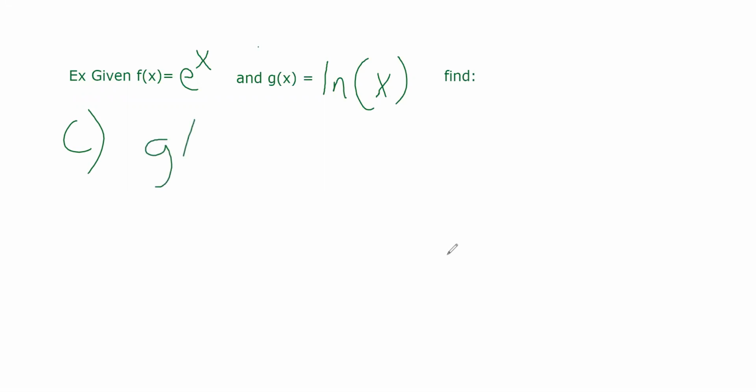How about g of e cubed? Well, don't lose sight of the forest for the trees. This is just saying take the function g of x and plug an e cubed in everywhere you see x. Okay, so let's see, that's going to be just the natural log of e cubed.